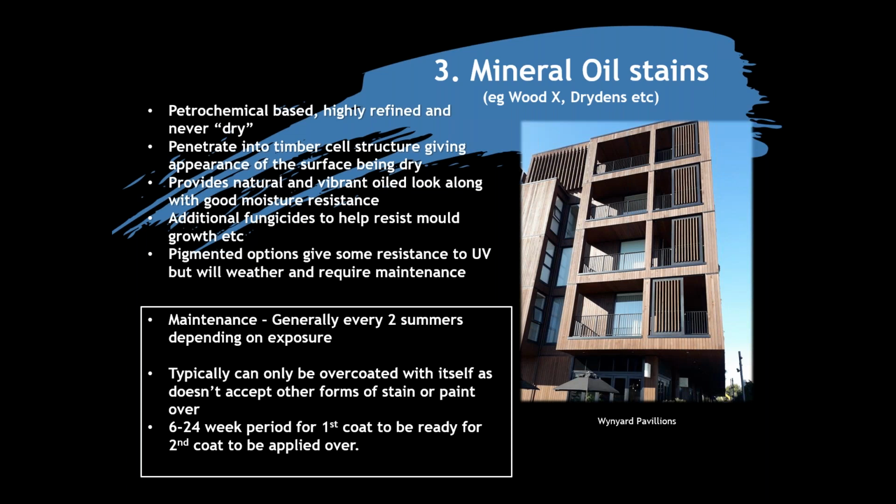that's again, it's about expectations, and the real key thing to remember with mineral oil stains is that they can't be overcoated with any other type of product. They can only ever be overcoated with themselves or the same type of product. Even then, when they're going on new, there can be a 6 to 24 week period between the first coat and the second coat acceptance. So that's a real key point to understand. Once you put a mineral oil on something, that's all that will ever be on that substrate.